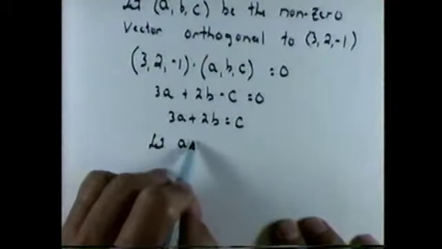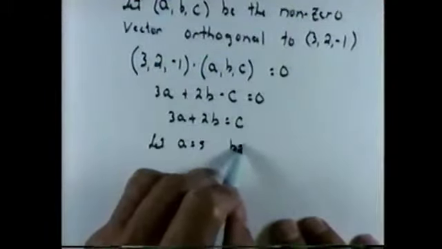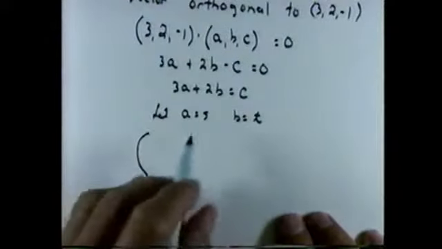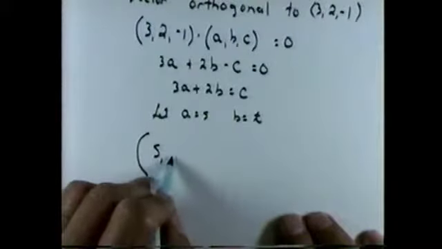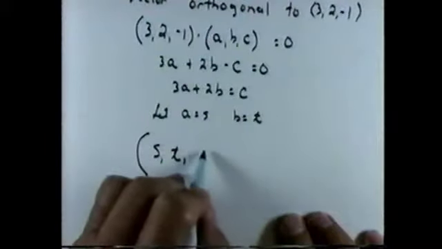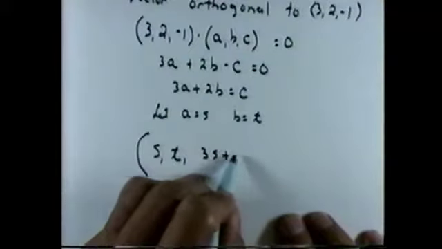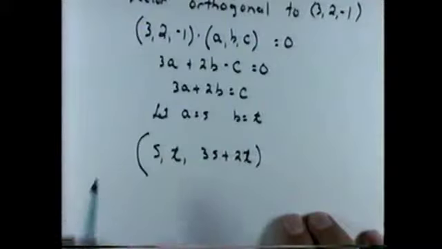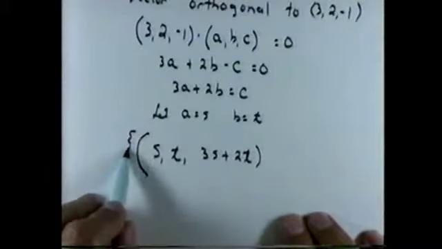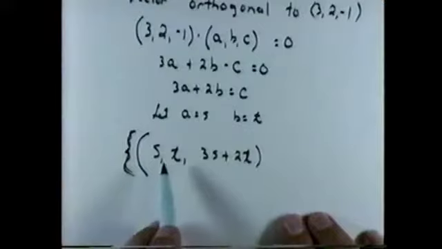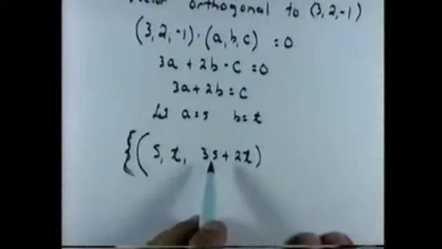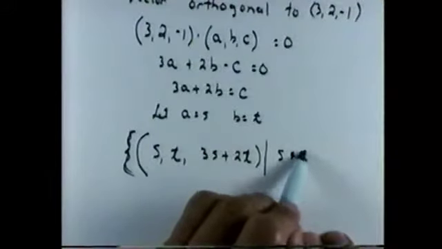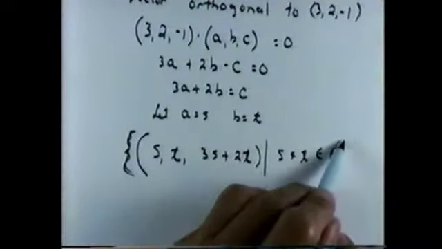We'll let a equal s and b equal t. So the form of the vectors would be (s, t, 3s + 2t). So the set of orthogonal vectors would be the set of all vectors (s, t, 3s + 2t) such that s and t are real numbers.